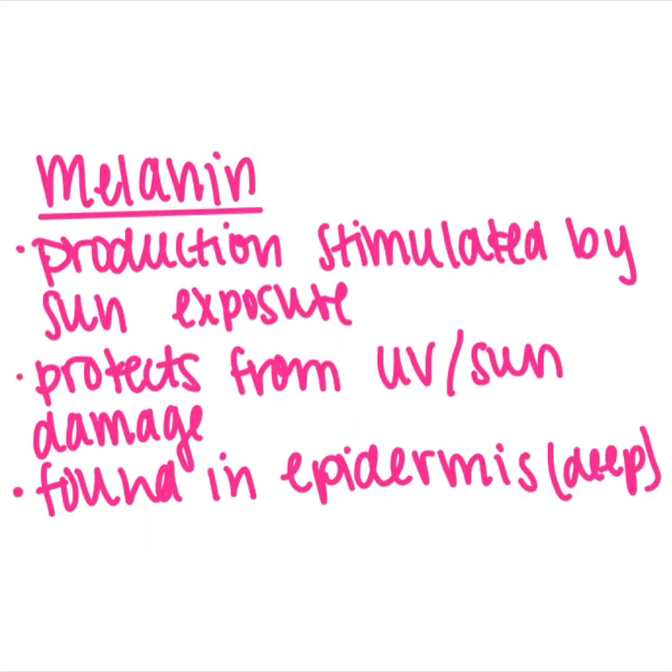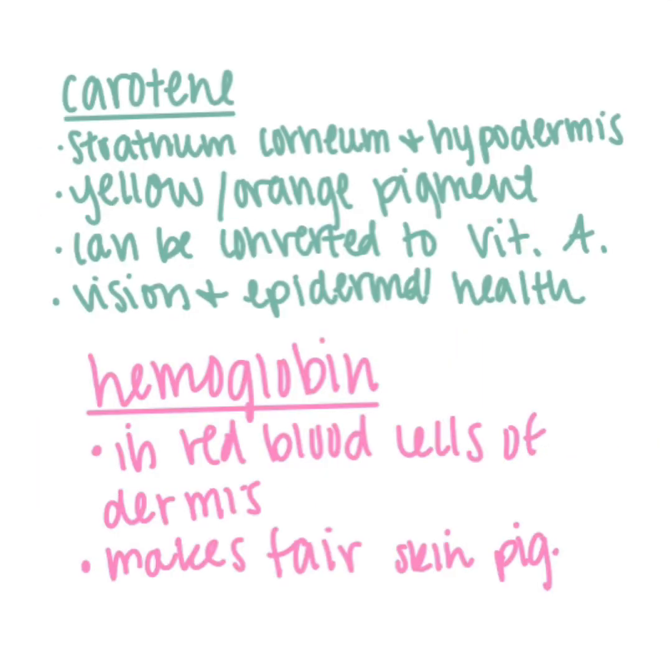One of the causes of skin color is melanin. Its production is stimulated by sun exposure, it protects from UV/sun damage, and it's found in the deepest layer of the epidermis. Keratin and hemoglobin are two other things responsible for skin color. Keratin is found in the stratum corneum and in the hypodermis. It's responsible for the yellow/orange pigment in the skin.